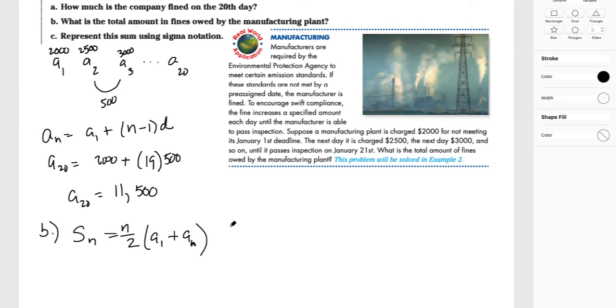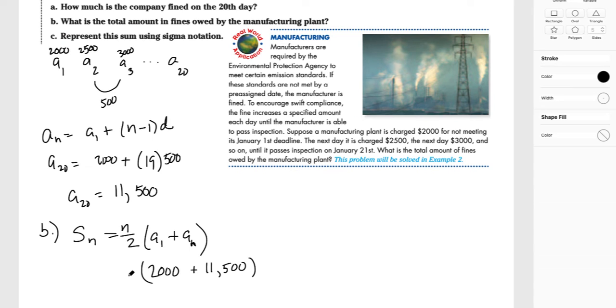All right, so this is where we get that formula from. We need to know the first and the last term. The first amount was $2,000. The last amount by the 20th day was $11,500. And we're going to add that up, and we're going to multiply it by the number of days divided by 2.